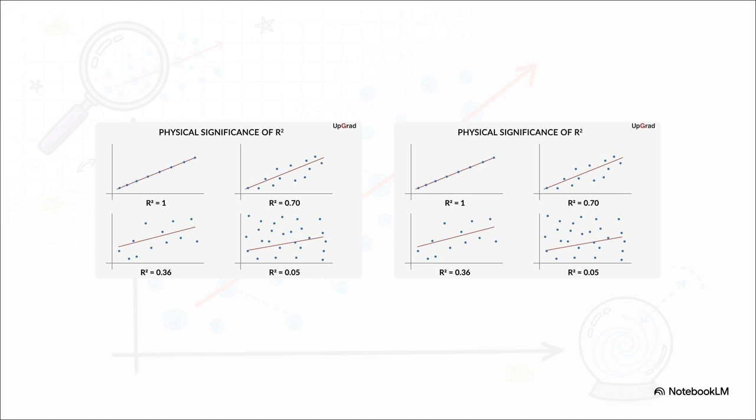That's a good model. But as you can see, when the data points start to scatter out, that R-squared score takes a nosedive. A score of 0.36? Not so great. And down there on the bottom right, 0.05? That's pretty bad. It's basically telling us that our marketing budget is a really weak predictor of sales. The connection just isn't there, and our straight line isn't helping us much at all.